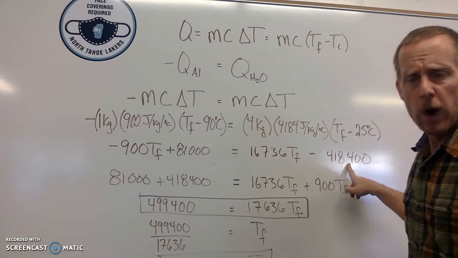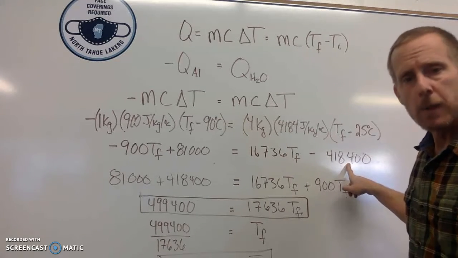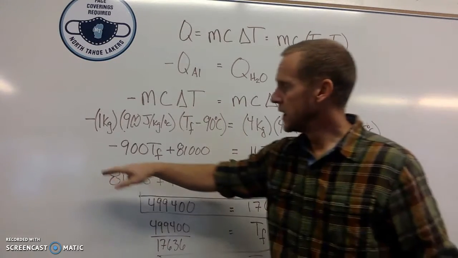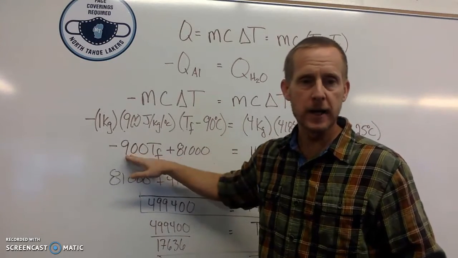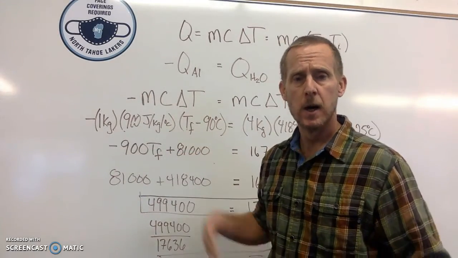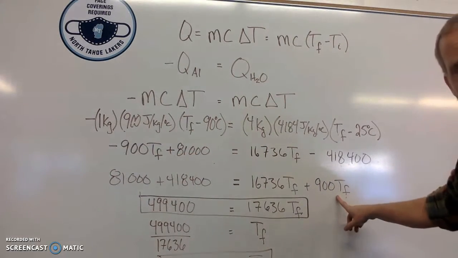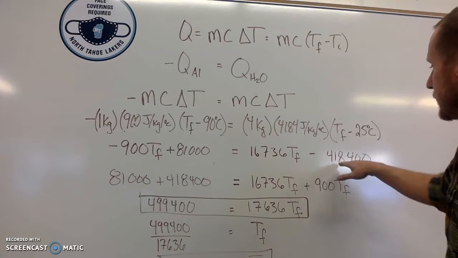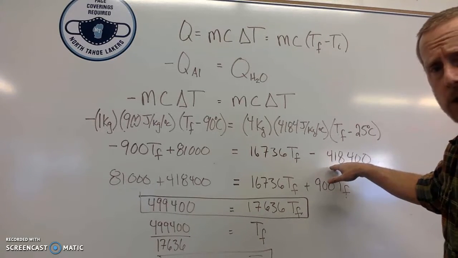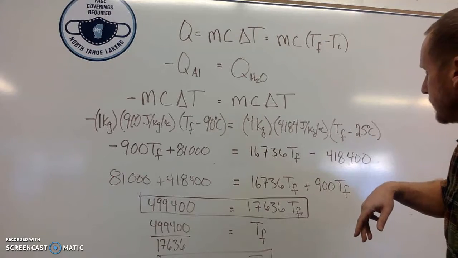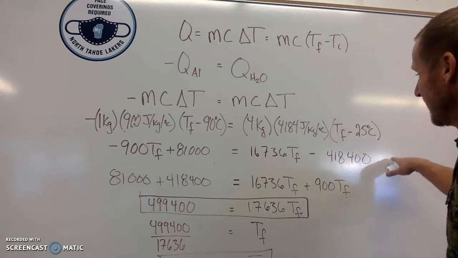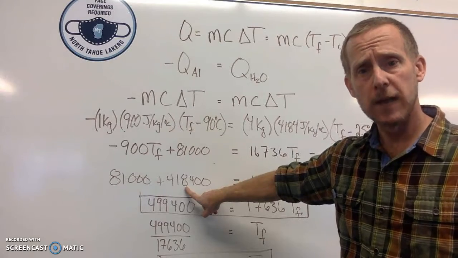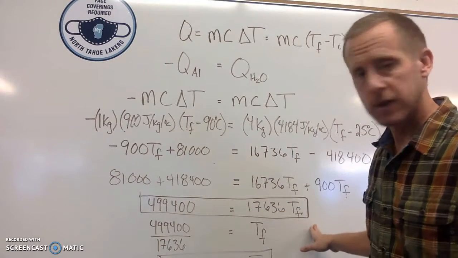Now, what we want is to isolate T final. So my tactic was to add 900 T final to both sides. So I get 900 T final minus 900 T final. It disappears from this side, but it's added to this side, right? Algebraically, then I want to also add this constant to both sides. So if I add positive 18,400 here, on this side it disappears, but I've got to add it to that side also to maintain the equality. And this is what it distills to.